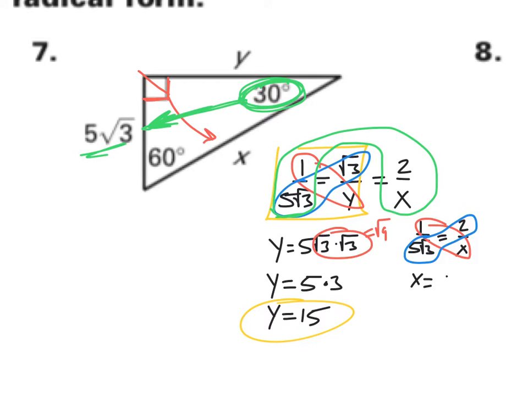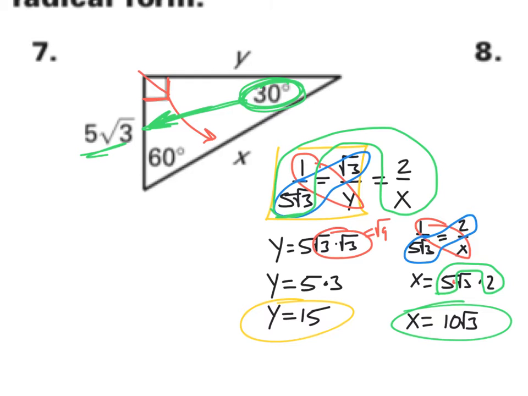I'm going to go ahead and write that out. 5 square root of 3 times 2. Again, remember, this is 5 times the square root of 3. And so what I want to do is take 5 times 2. I don't want to multiply by square root of 3 yet because that gives me a decimal. So I'm just going to leave it as is. So I get x equals 10 square root of 3.